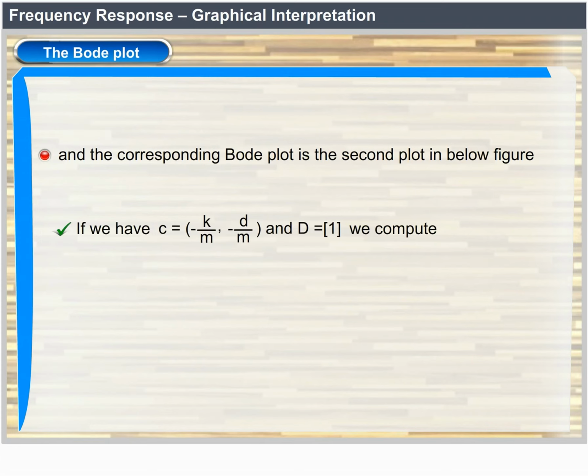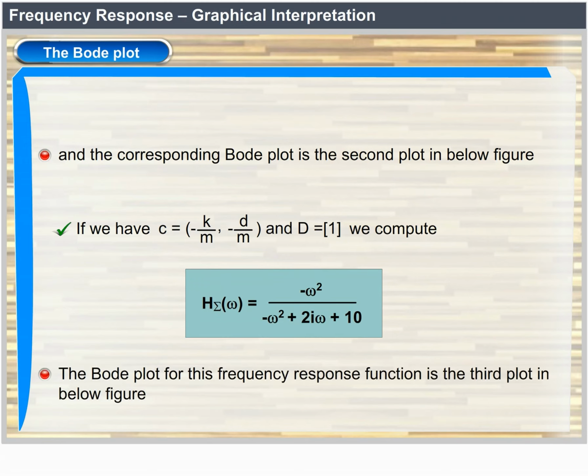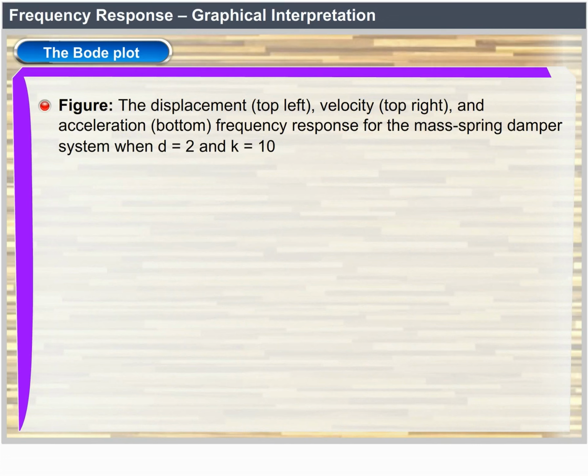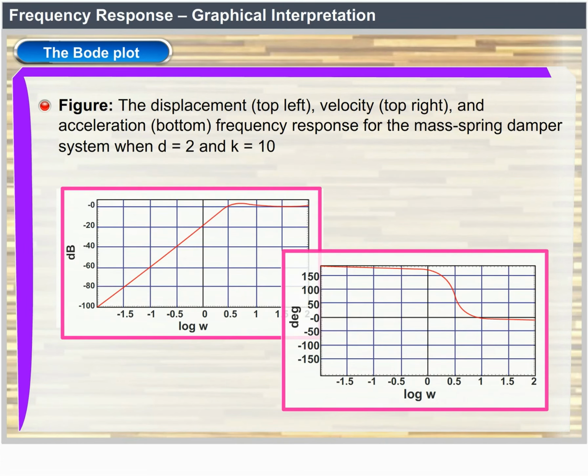If we have c equal to minus k by m, comma, minus d by m and d equal to 1, we compute H sigma of omega equal to minus omega square divided by minus omega square plus 2i omega plus 10. The Bode plot for this frequency response function is the third plot in the below figure. Figure: the displacement top left, velocity top right and acceleration bottom frequency response for the mass spring damper system when d equal to 2 and k equal to 10.